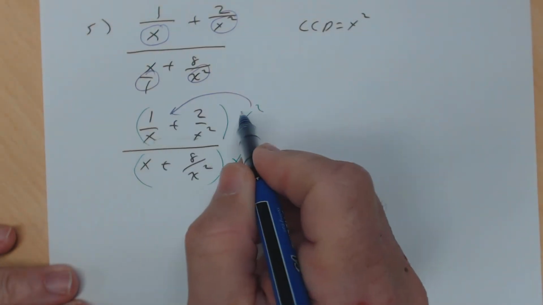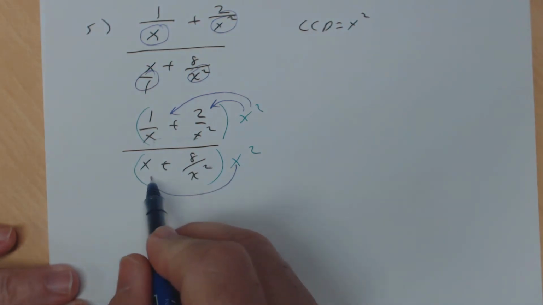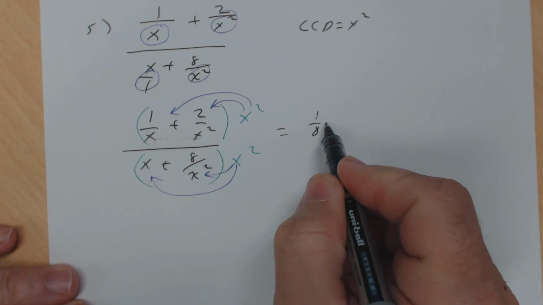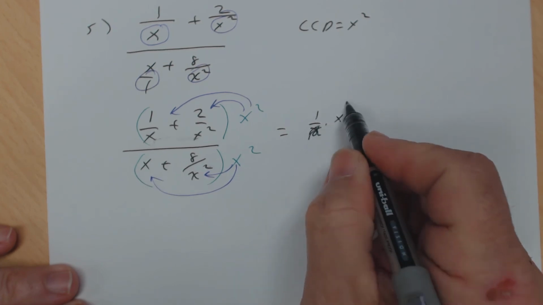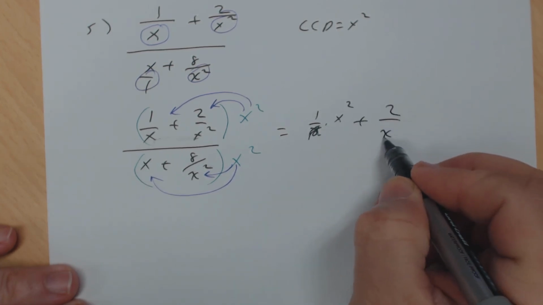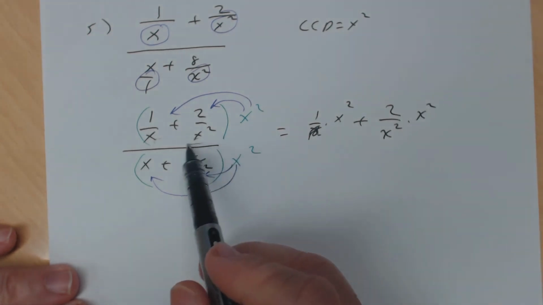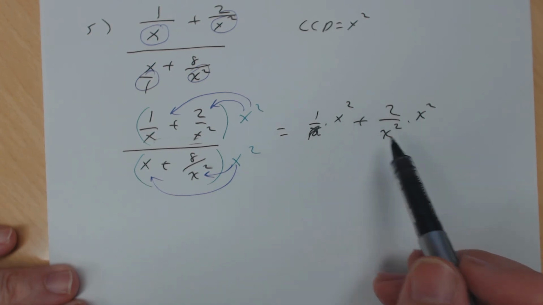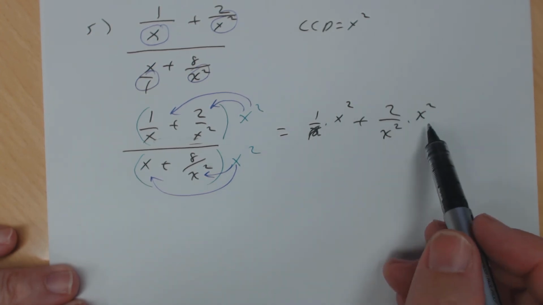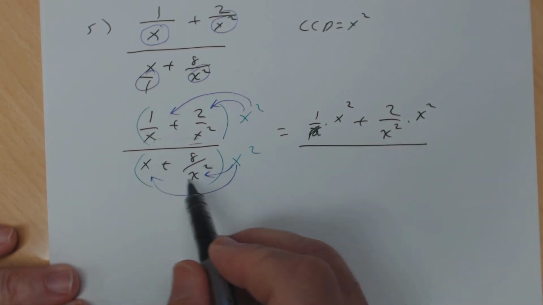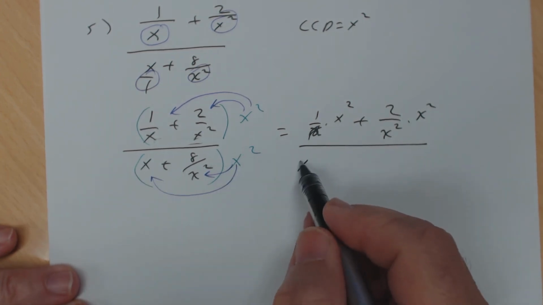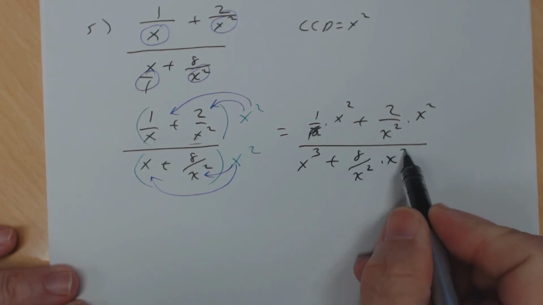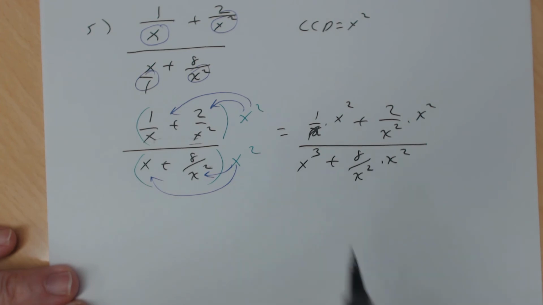Now you're going to distribute. And distribute. Same thing down here. So you have 1 over x times x squared plus 2 over x squared times x squared. So that's what you have. Both of these fractions have to be multiplied by x squared, so that's what you see here: 1 over x times x squared plus 2 over x squared times x squared, divided by x times x squared, which is x cubed, plus 8 over x squared times x squared.